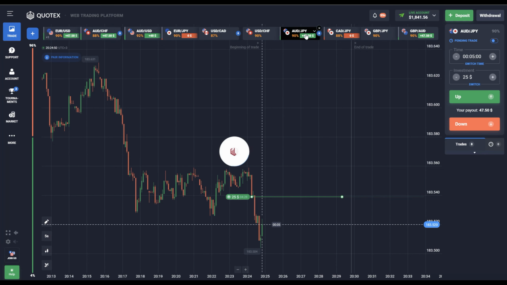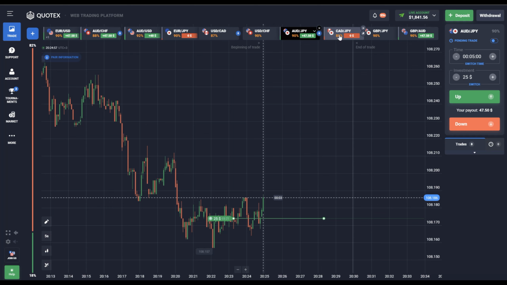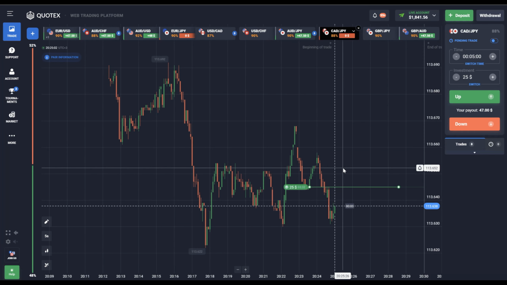Euro yen, we just opened a trade. It's too early to say anything yet. Aussie dollar, Japanese yen, also a small gain, but nothing significant here so far. The price can drop into the negative in a second. Canadian dollar, Japanese yen, here too, almost nothing has happened.